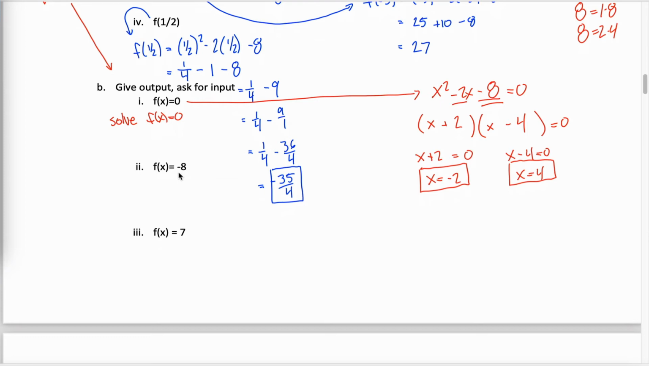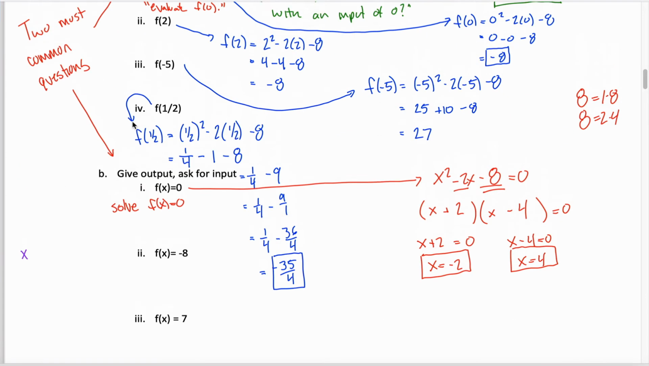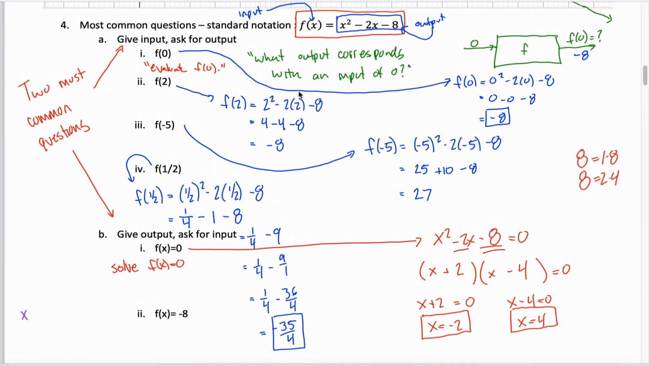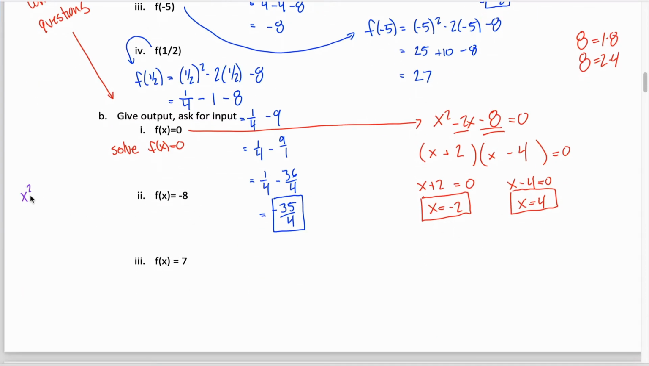Suppose f of x equals negative 8. So maybe I'm asked to solve f of x equals negative 8. In other words, I'm told that the output for this function is negative 8, and I'm supposed to figure out what the input is. Well, I can do it the same way I did it over here. I could take my output, which is given to me up here to be x squared minus 2x minus 8, and set that equal to the output of negative 8. And then solve this equation for the input, x is the input, then I'll be done.